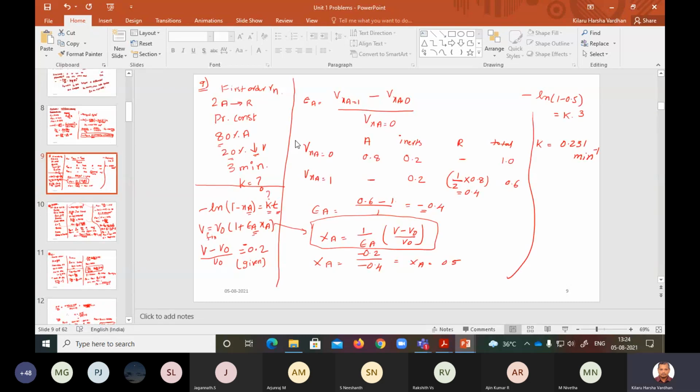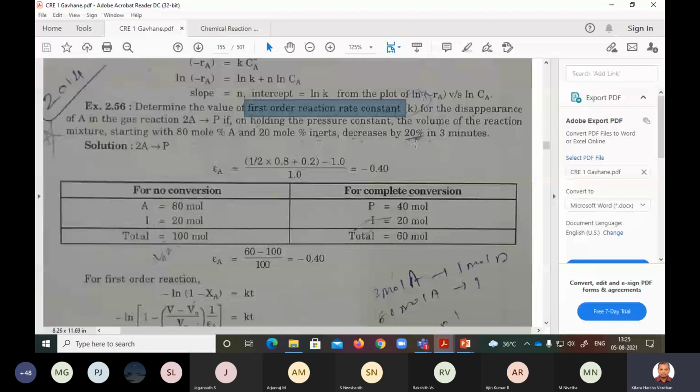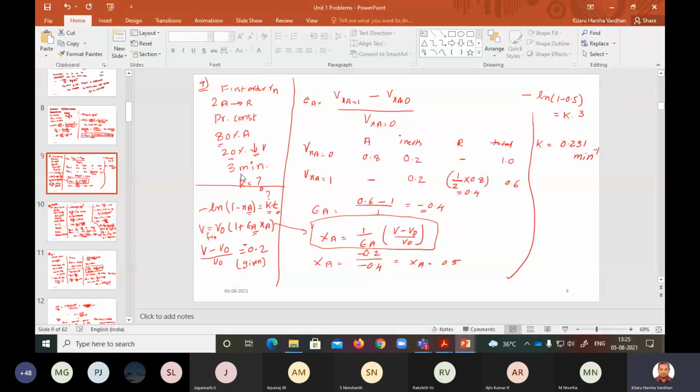This is the problem which I gave. Last time your seniors did the same problem. 2A gives R, the pressure is constant, 20% is inert, and in 3 minutes the volume decreased by 20%. That's what he gave. That we'll see how we do. K is what we are asked to find.